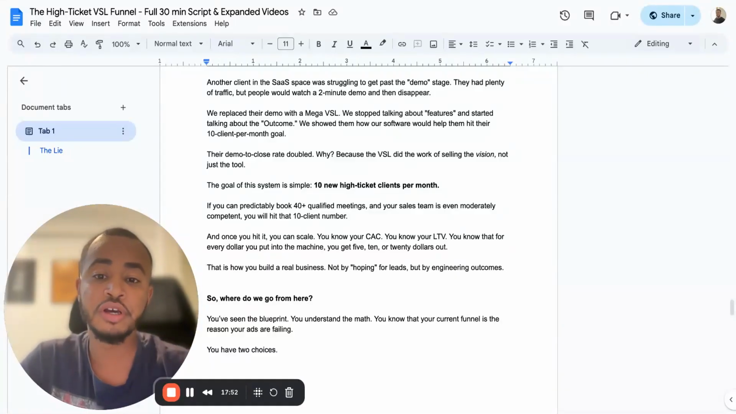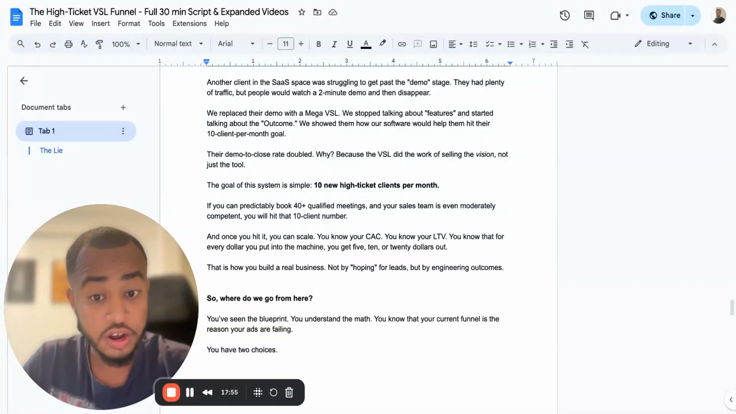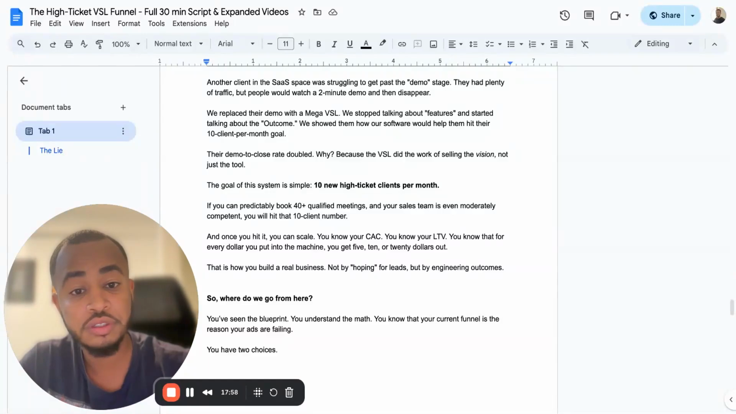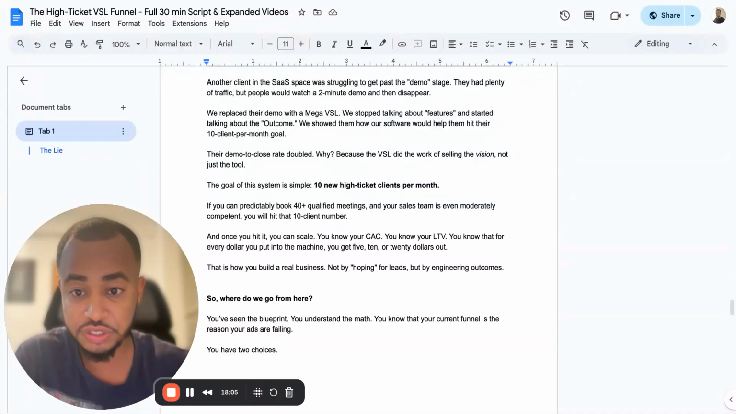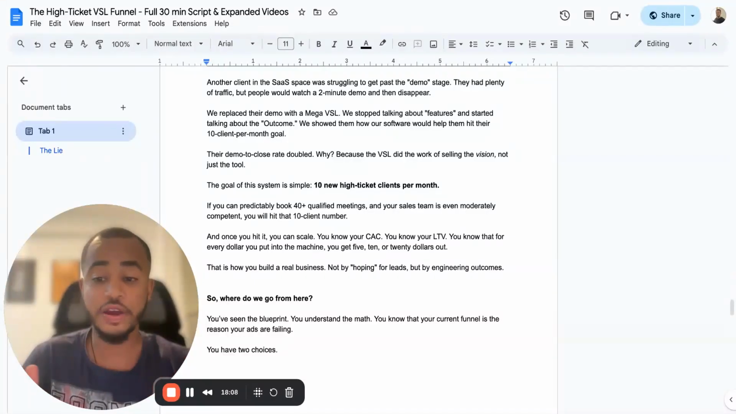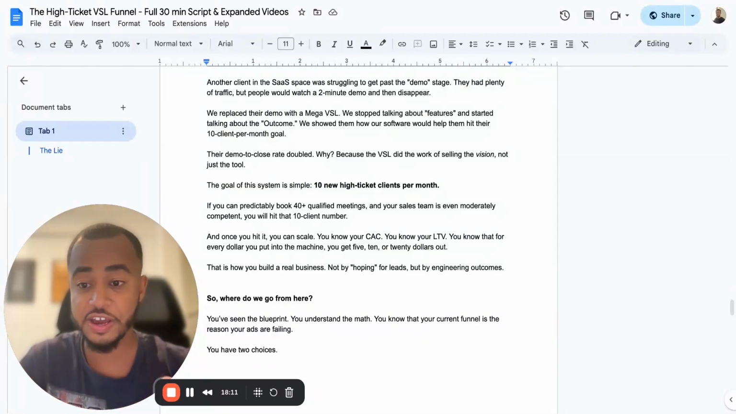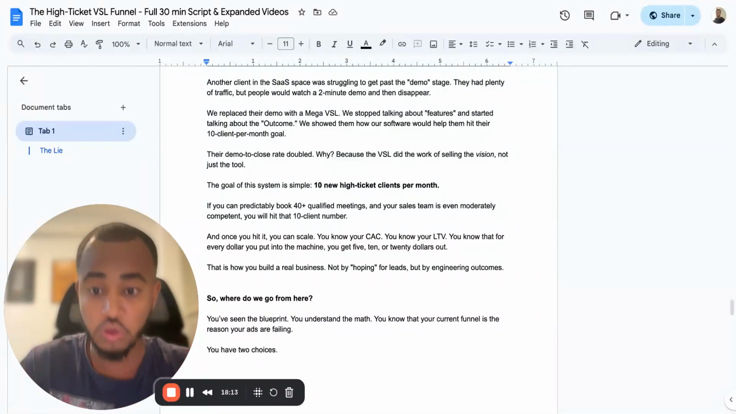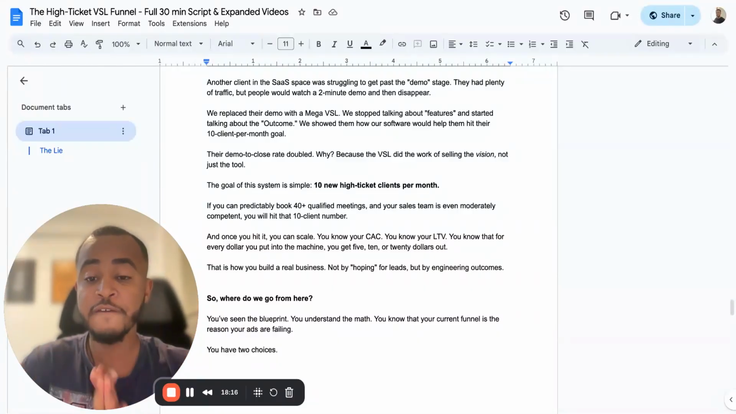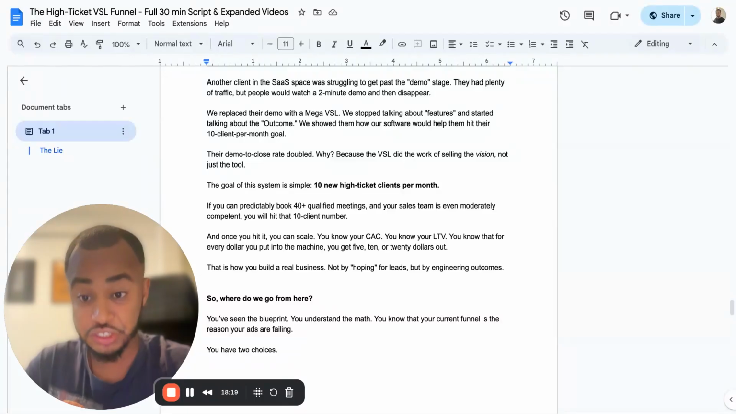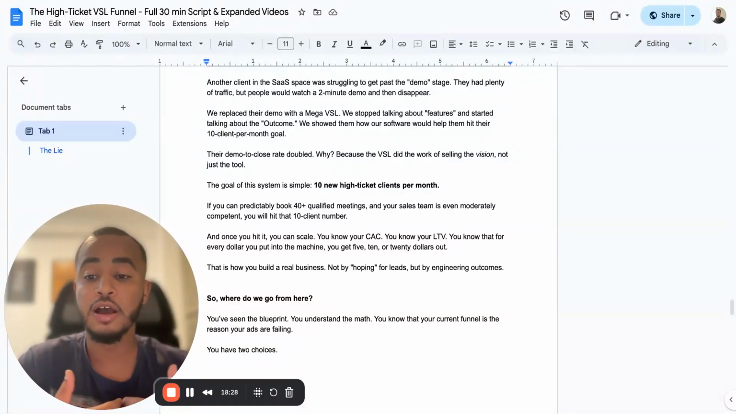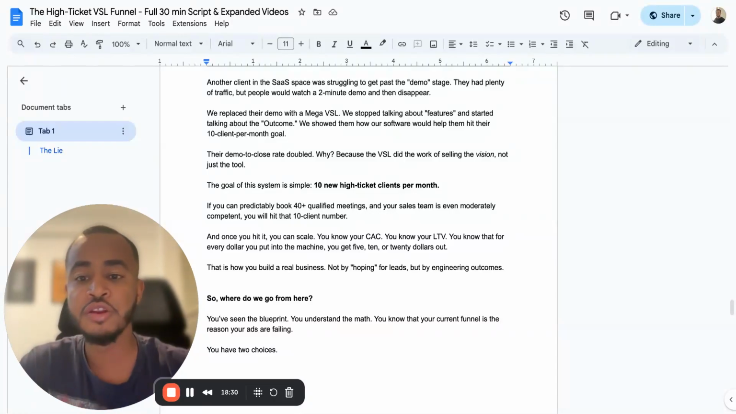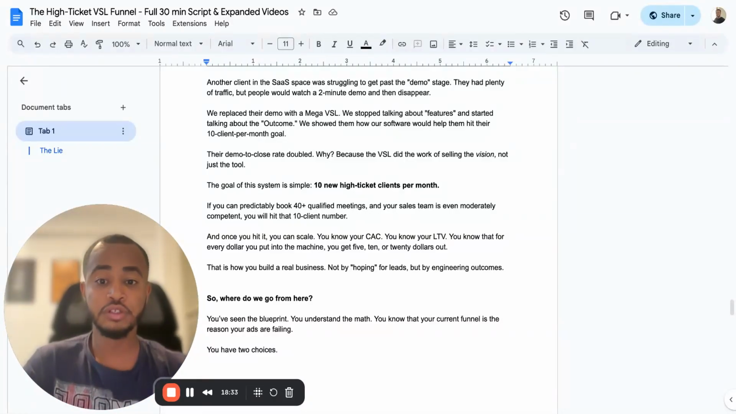If you are productively booking 40 qualified meetings and your sales team is even moderately competent, or your closing rate is 25%, okay, it's qualified meetings, not just random meetings. So you must have a 25% closing rate to do this, okay. You will hit the 10 clients number. If you are selling high ticket and closing 10 clients a month, you will add probably six figures a month. And once you hit it, you can scale.